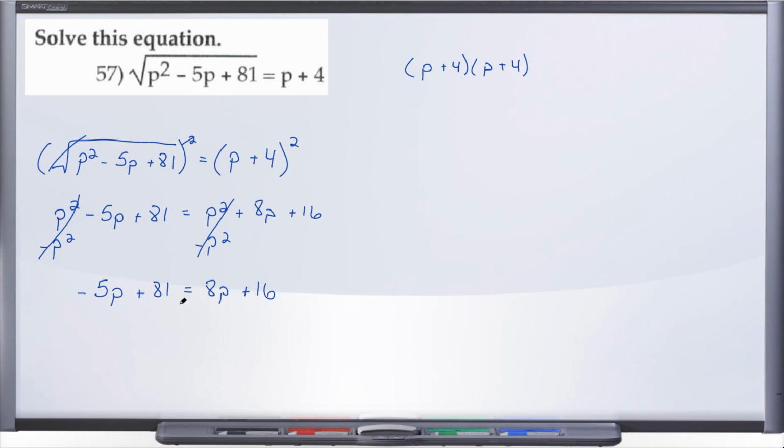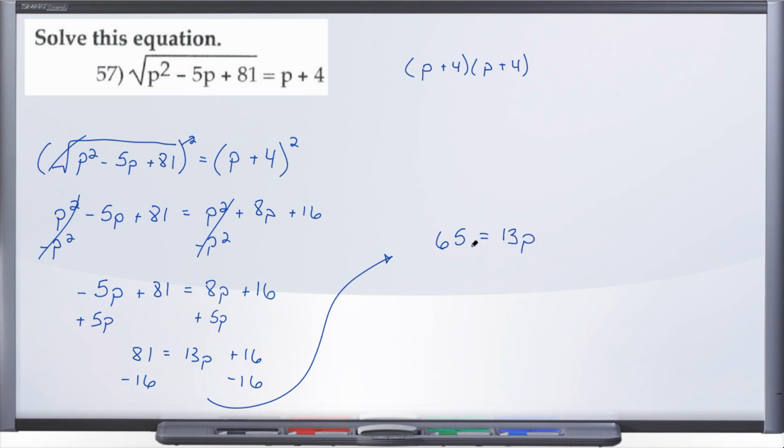So in this case, let's try to get p on one side and everything else on the other. And to do that, I'll go ahead and add 5p to both sides here. And that'll leave us with 81 equals now 13p plus 16. Still solving for p, we'll subtract 16 from both sides. And that'll leave us with 65 equals 13p. And solving for p, lastly, we'll divide by 13 on both sides. And so p equals 5.